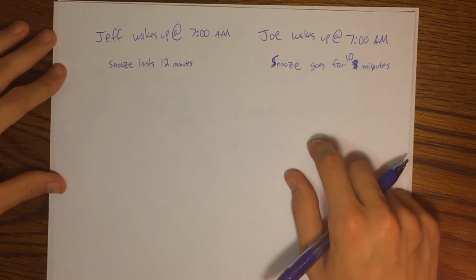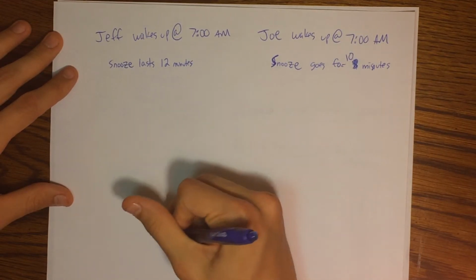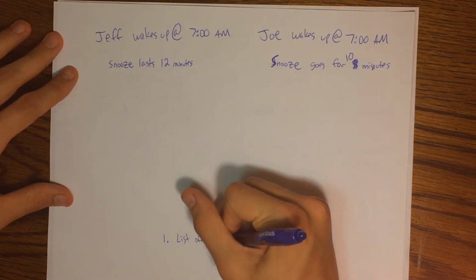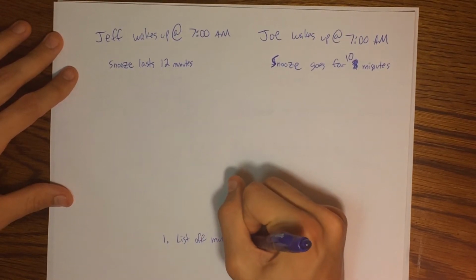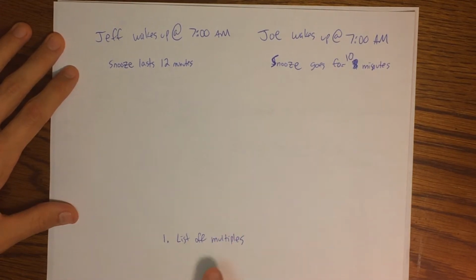Okay, so to do that, let's follow our step-by-step procedure. First, we're going to have to list off our multiples. This is the same step procedure that we were taking before, except now we're being a little more explicit about the steps early on.